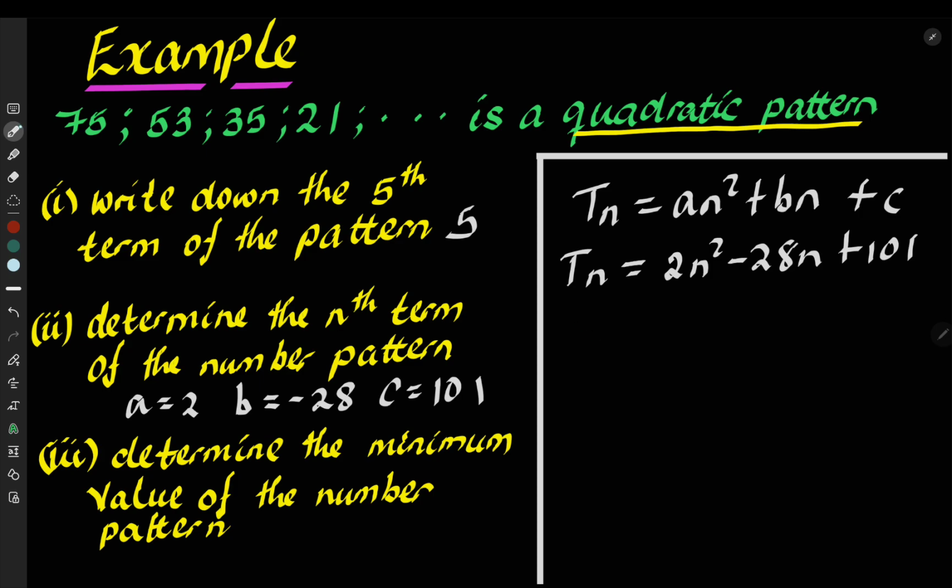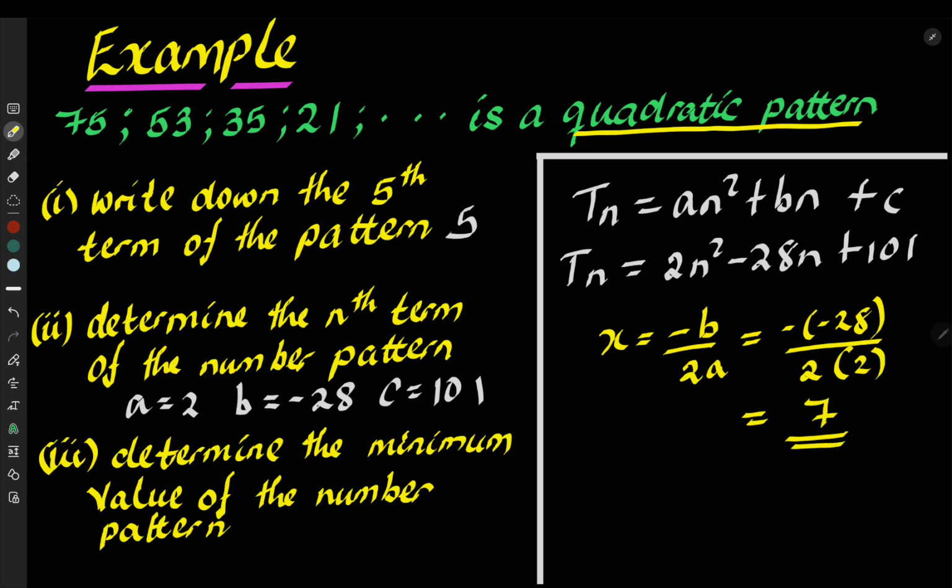And if you remember, the x-coordinate of the turning point of a quadratic sequence is x is equal to minus b over 2a. So in this case, you just say your x-coordinate, that is minus b, so it's minus negative 28 divided by 2 times 2. So that will be equal to 7. So that is the x-coordinate. However, this is not the minimum value. This is the x-coordinate of the turning point.